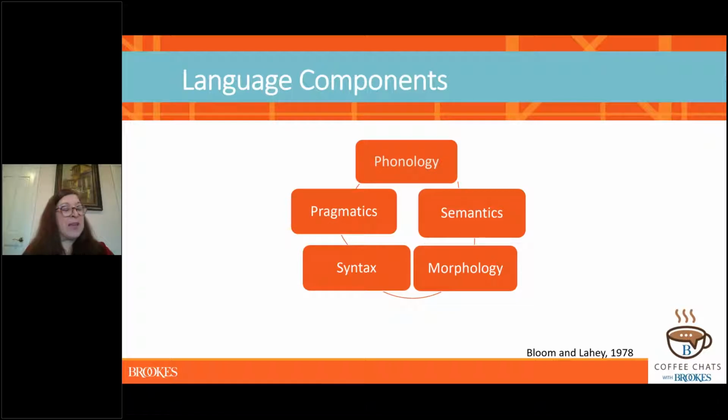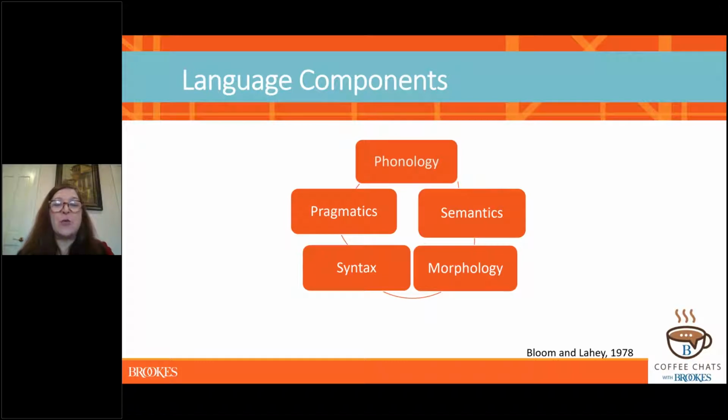And so as we begin in the book, some of the beginning chapters really will focus on, for example, chapter 2, which focuses on the language components, really looking at these language components of phonology, semantics, morphology, syntax, and pragmatics, but also thinking about them from the lens of English learners.